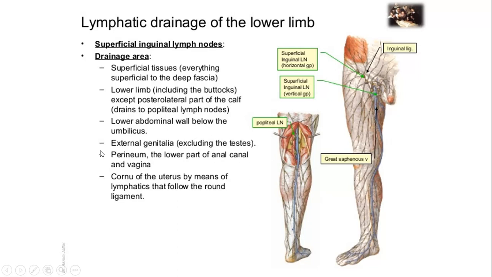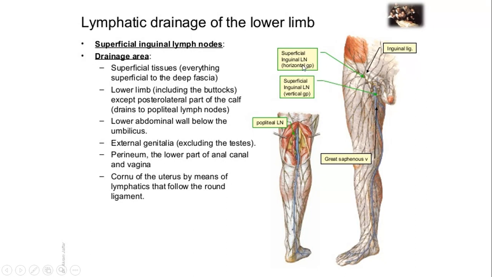The lower abdominal wall below the umbilicus. So these are superficial inguinal lymph nodes which will be draining the whole of the leg. And the external genitalia is also drained, that does not include the testes. Testes are not included, only the skin. Then the perineum, and then the umbilicus. These lymphatics are drained by the superficial inguinal lymph nodes. So the skin of the lower limb is drained mainly by the superficial inguinal lymph nodes.